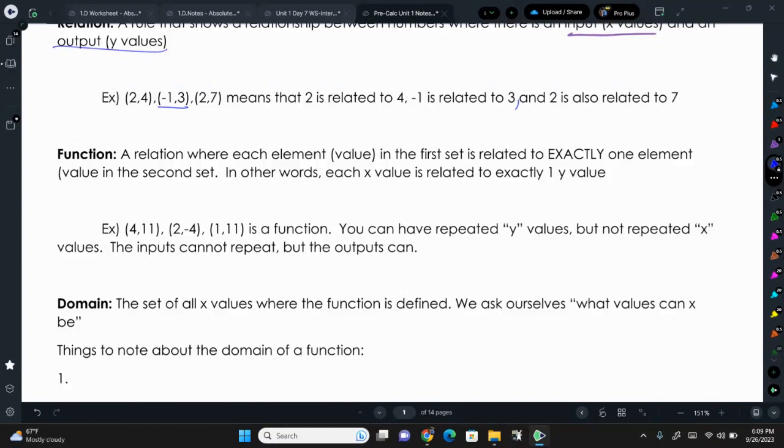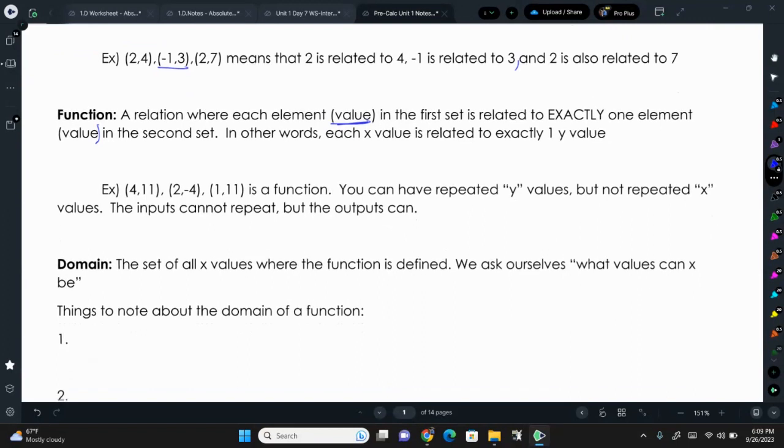Now, a function is a relation where each element or value in the first set is related to exactly one element or value in the second set. So in other words, when we're talking about ordered pairs or inputs, you can't have a repeated x value. You can have repeated y values, but we can't have two repeated x values. So this relation in example 1 would not be a function because 2 is repeated. Now this would be a function: (4, 11), (2, -4), and (1, 11). It is okay for the y's to repeat, but the inputs, or the x's, cannot.